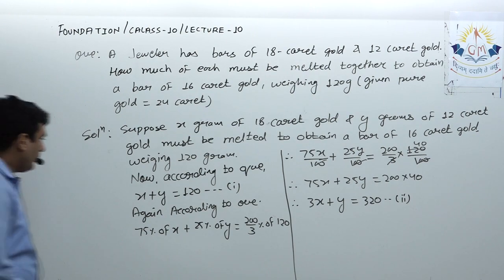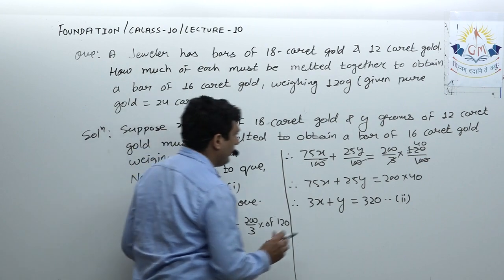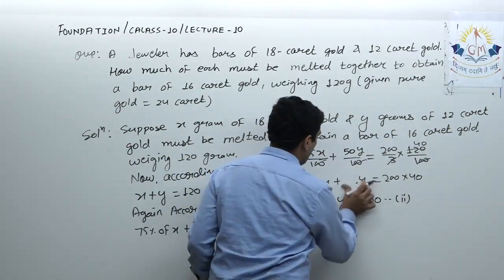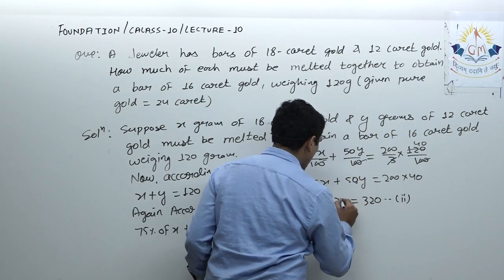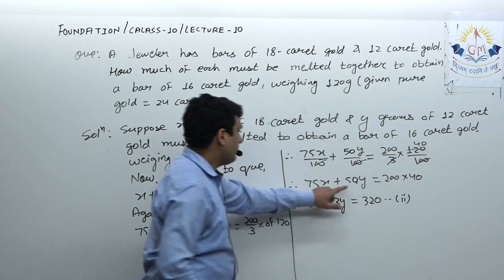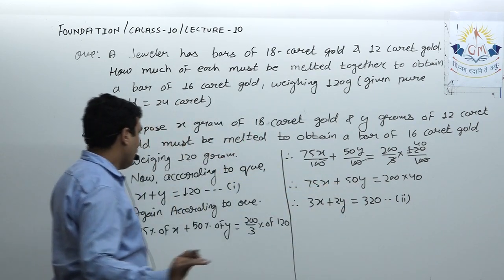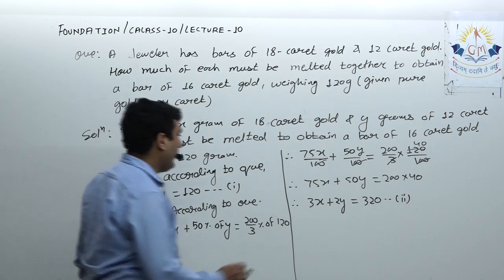Okay, there is a small change here. Actually, it is 50% of y, not 25%. So here you will get 2y. Please make these changes. Over there it was not 25%, it was 50%. Now we'll solve these two equations. For that we have to multiply equation 1 by 2.